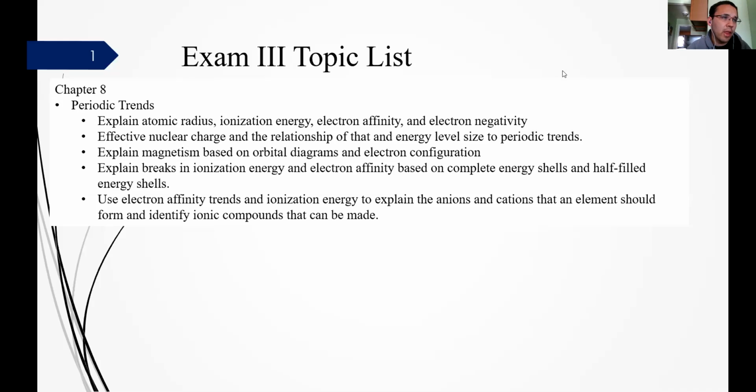Chapter 8 is a lot about explanations. And so you want to make sure that you understand your periodic trends, but not just your trends in being able to say, this one should be your larger atomic radius, this one should be your smaller, right? We should also be able to provide some explanations for them using our quantum mechanics, right?